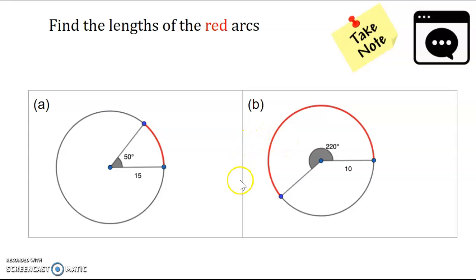Now find the length of the red arcs. So how do we do that? Can you try to do it yourself now? And when you have your answers, you can tell me in private chat.